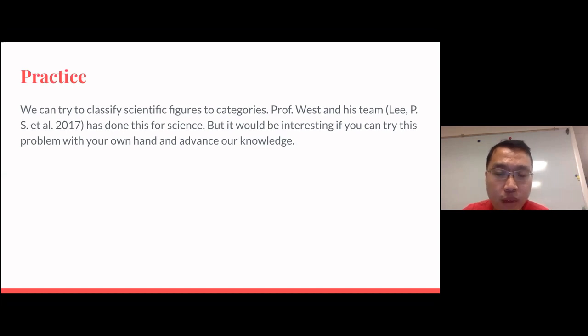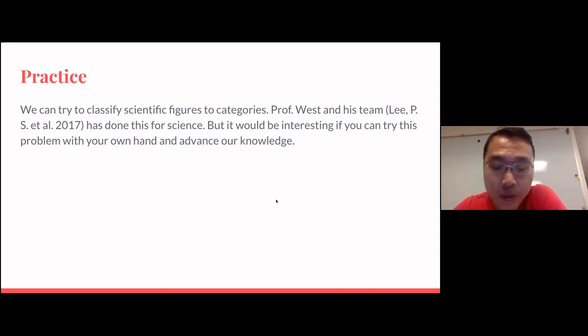This use case is just one example. Actually, we can do many, many things, and you can be creative and try to solve your important problem. One thing some researchers have done is to classify scientific figures into categories. For example, one of our speakers, Professor Jevin West, and his team have done this for science. They did the analysis on scientific figures and saw if different disciplines use different kinds of scientific figures.